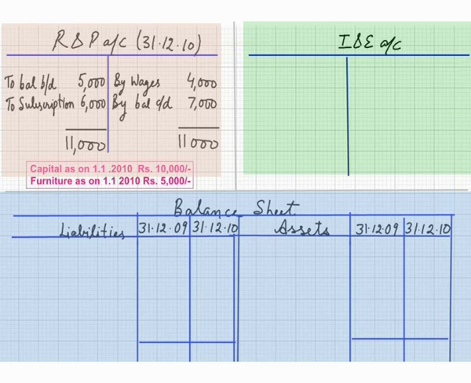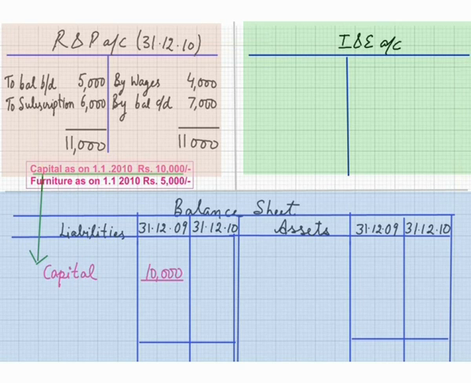First of all, we'll take the additional information. The capital in the beginning was 10,000. Naturally, capital is not concerned with your income and expenditure account. It will be taken to the balance sheet on liability side. Capital, that will be 10,000.